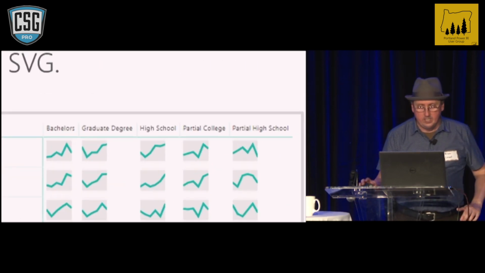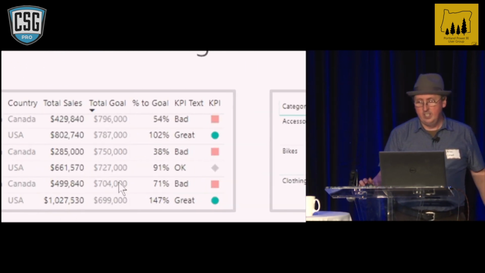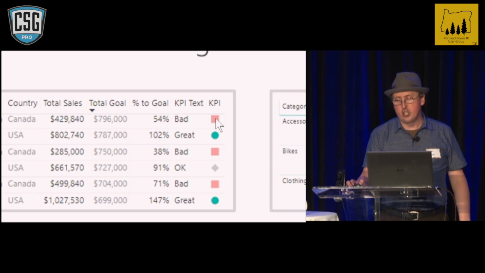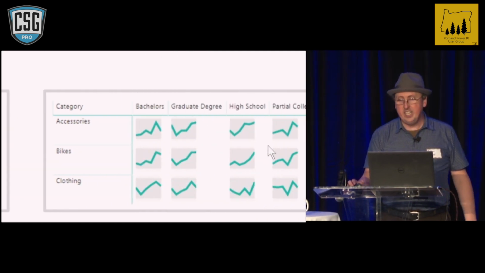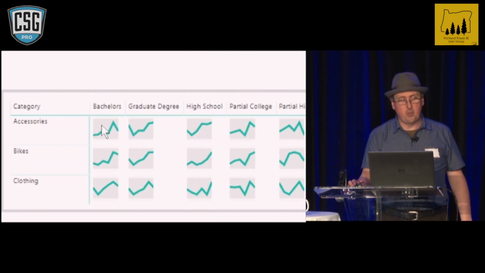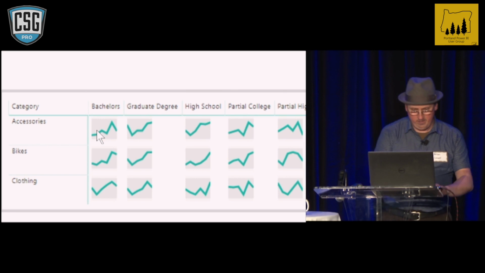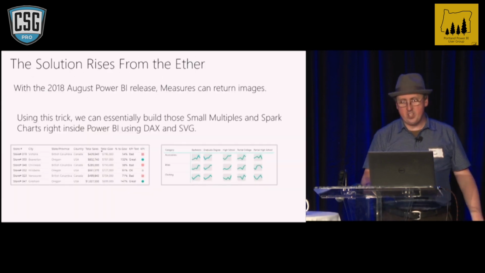Let me zoom in here. So you can produce these kinds of KPIs over here. If you've got a percent to goal and you've got the text bad, great, okay, but what you really want are shapes like this, you could do stuff like that. And you could even do fancy stuff like this, where you've got these Sparklines. So across categories and educational levels, you could see how sales are doing over time. Very, very cool. That's what I'm going to be showing you how to do.